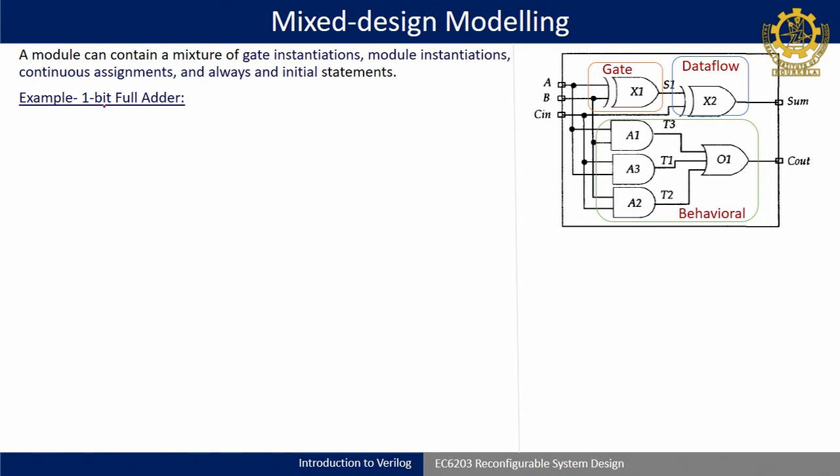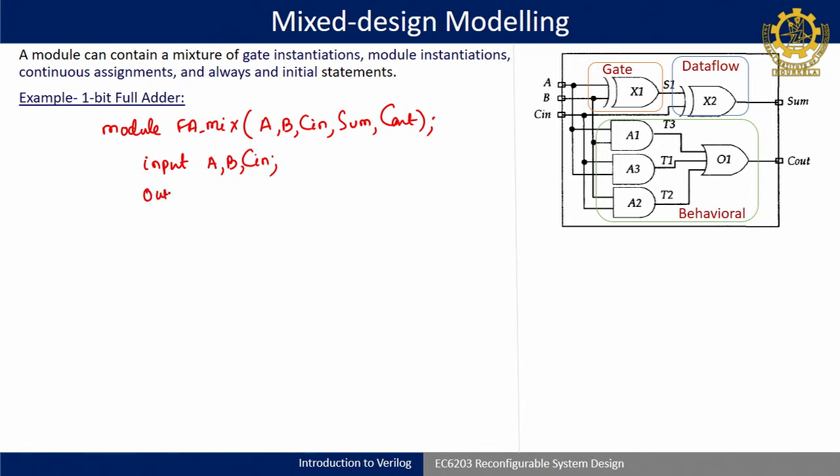Okay, so we'll start. Module, then FA_mix. So let's say mix. Module name is over. Then this is the same: A, B, C in. Then output is sum, then C out. Semicolon, end. Then again the same thing: you define input, so input A, B, C in. All these are inputs, and outputs are output sum, C out.